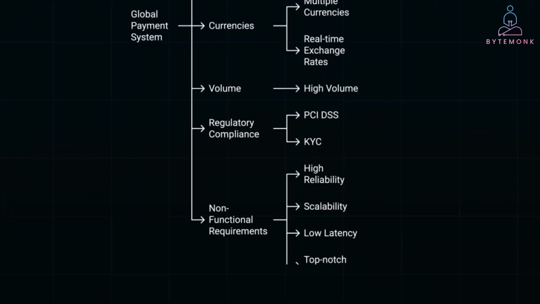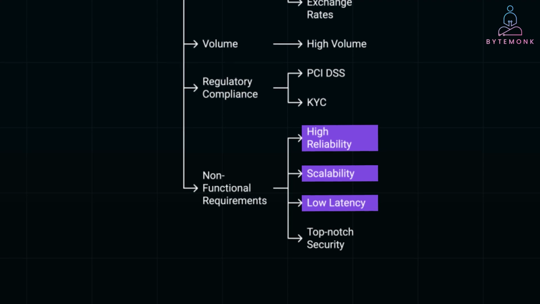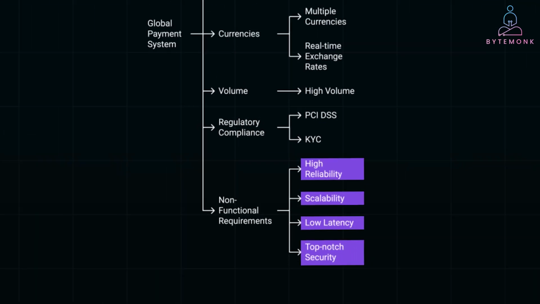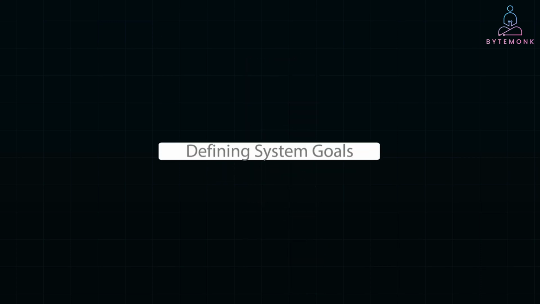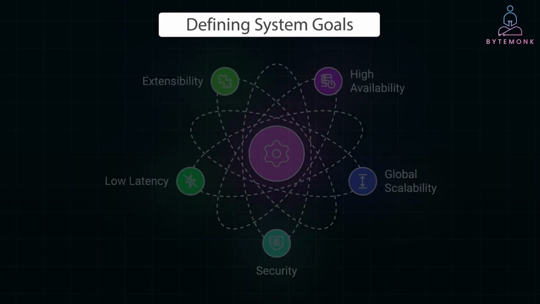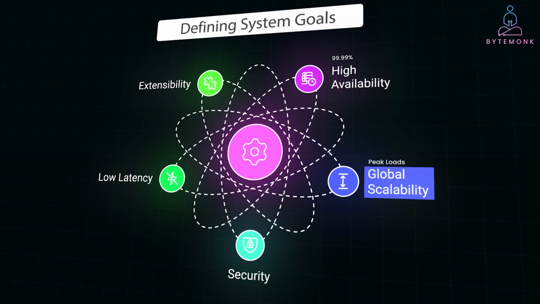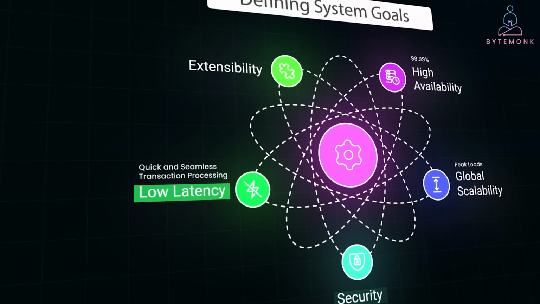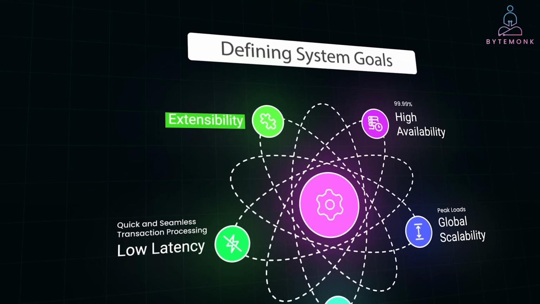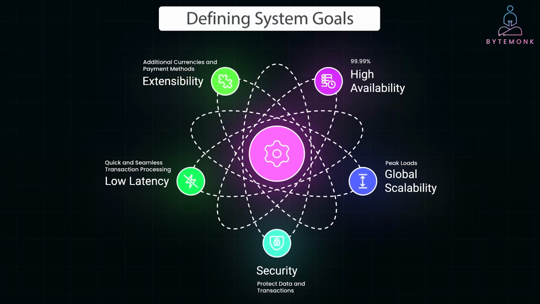As far as non-functional requirements are concerned, it should display high reliability, scalability, low latency, and top-notch security. Understanding these requirements and discussing them with the interviewer will set the foundation of your design. Now, our system goals should align closely with the requirements. So when we talk about high availability, aim for 99.99% uptime. It should be efficiently able to handle peak loads and grow with user demand. It should implement robust measures to protect data and transactions, ensure quick and seamless transaction processing, and you must design the system to easily add new features or support additional currencies and payment methods. With these goals in mind, we can start architecting the system.